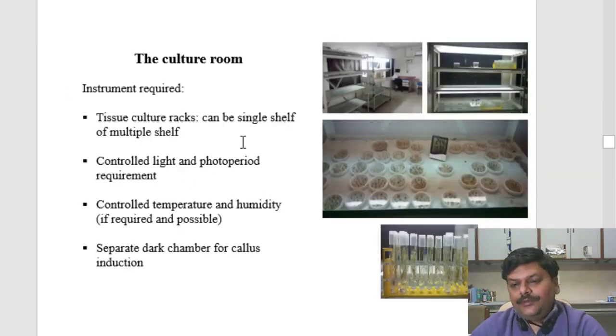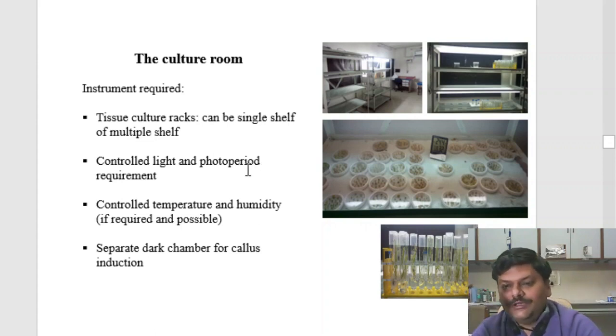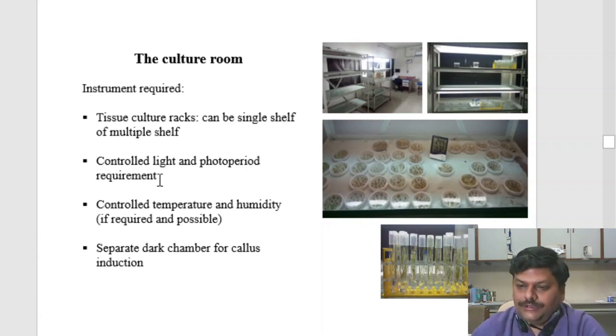Then the third important part is the culture room. If you remember in the first slide, I told you that plant tissue culture is a game of three things: explant, nutrient media, and the growth conditions. So the culture room is the place where we provide proper growth conditions in terms of three major things. First is humidity. Second is the intensity as well as duration of light. And third is temperature. And most of the time we also try to mimic a day-night rhythm for our plant tissue culture practices.